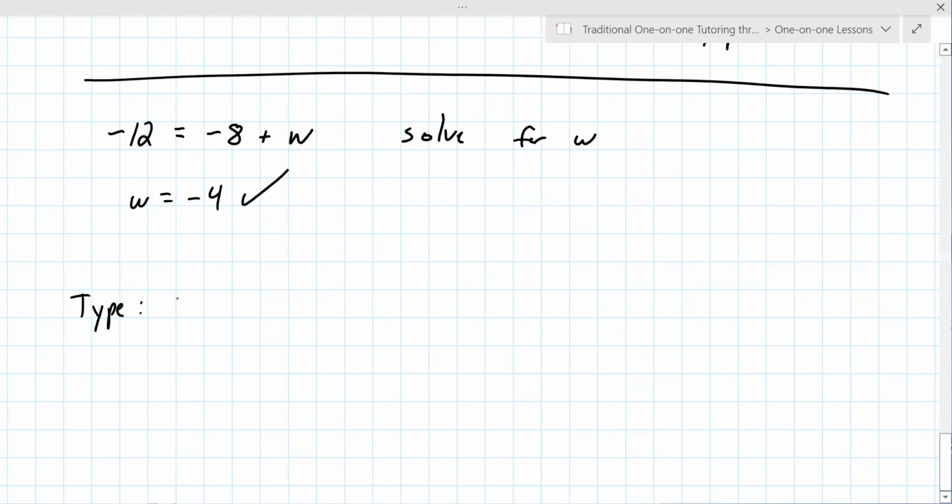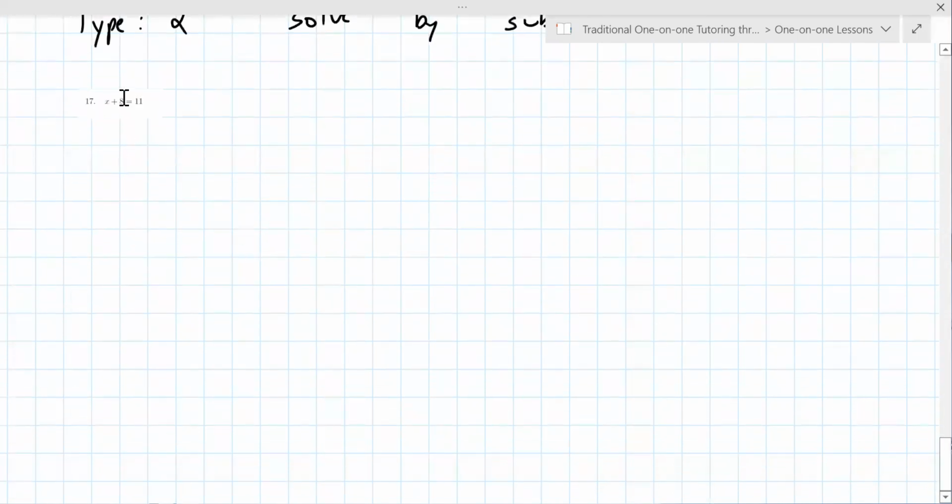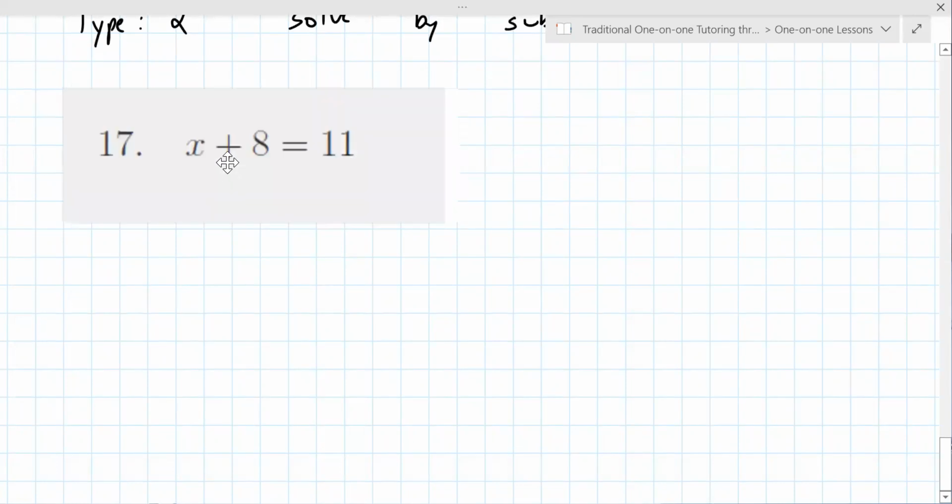Okay, so we're now going to move to what I call type 2. We're going to solve all these problems by subtraction. Okay, so let's look at a very simple example here, and we'll see how many we can get through. We'll probably go through these a little faster than the first type, but it's really important that you get each of them down.